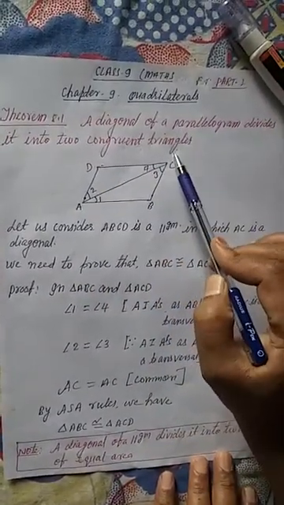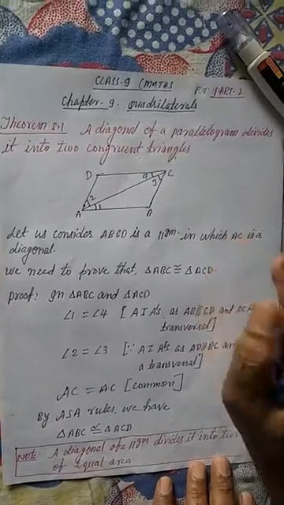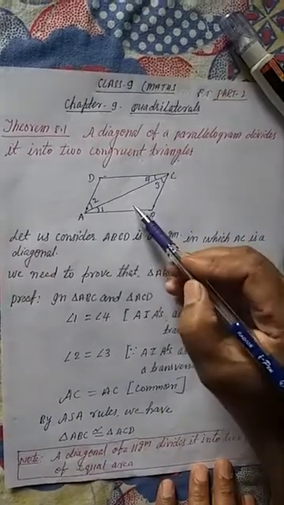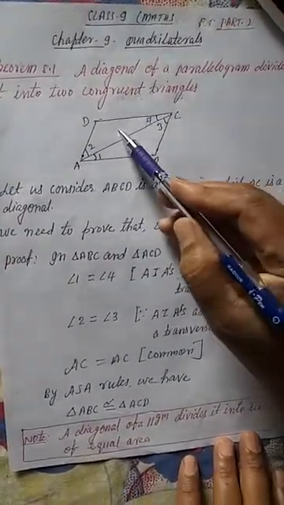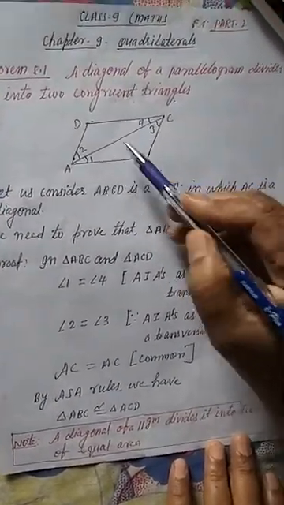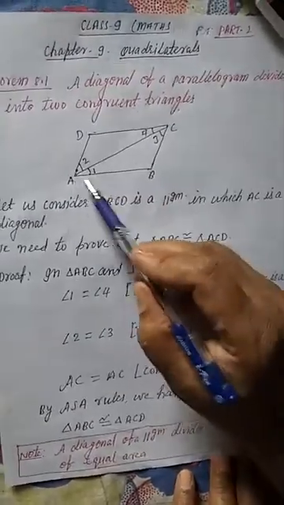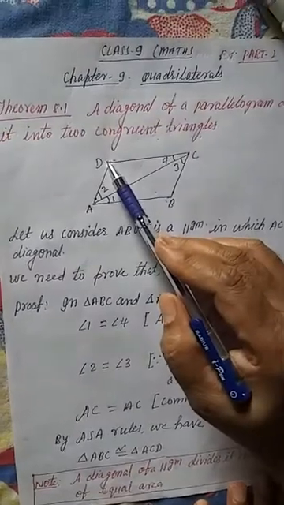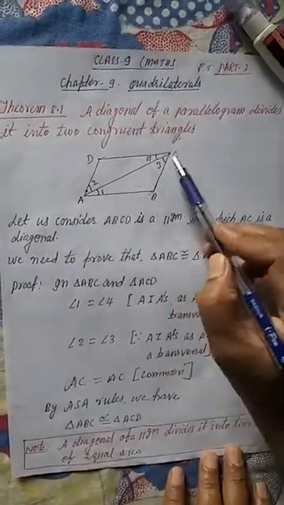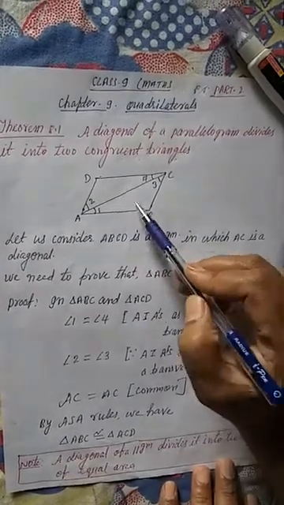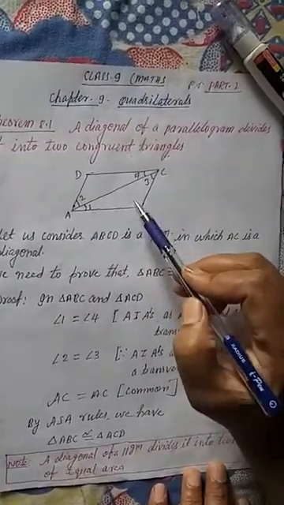This is the most important theorem or statement. It means the diagonals of a parallelogram divide it into two congruent triangles. So this triangle and this triangle. Now let us see the figure. ABCD is a parallelogram and AC is a diagonal. So here are two triangles, this triangle and this triangle, and these triangles will be congruent.